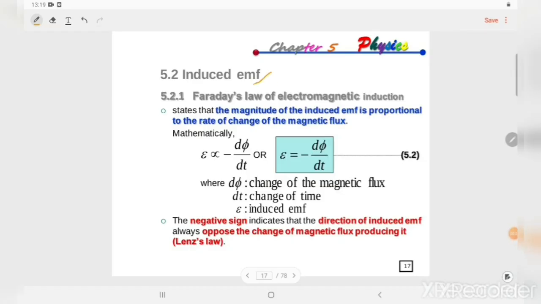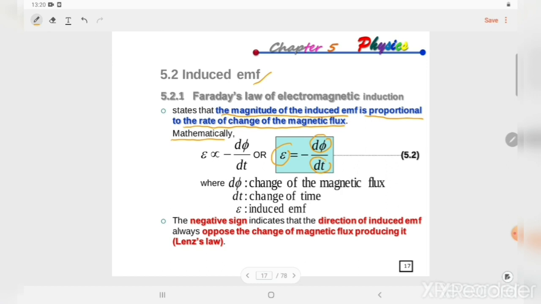Induced EMF. Faraday's law of electromagnetic induction. Faraday's law is the law that we use to calculate the magnitude of induced EMF. That's why Faraday's law states that the magnitude of the induced EMF is proportional to the rate of change of magnetic flux. Mathematically, induced EMF is equal to the negative change of magnetic flux over the change of time.